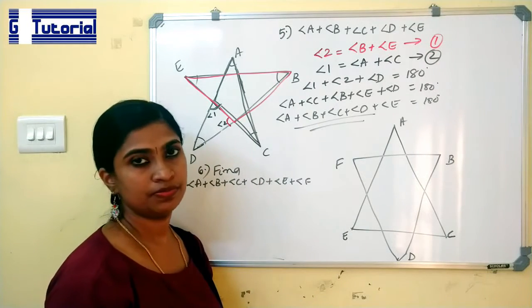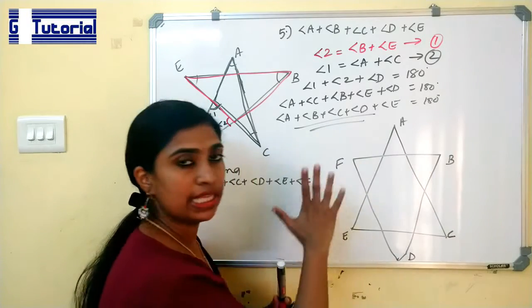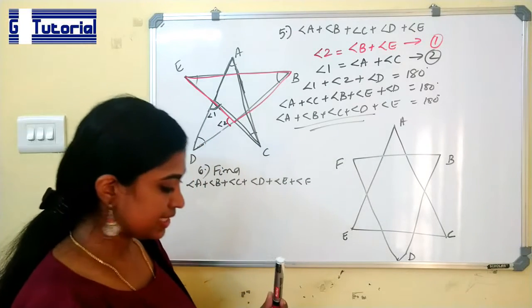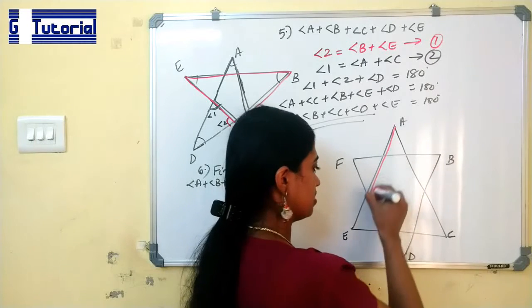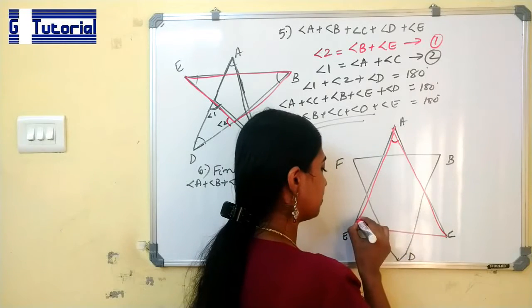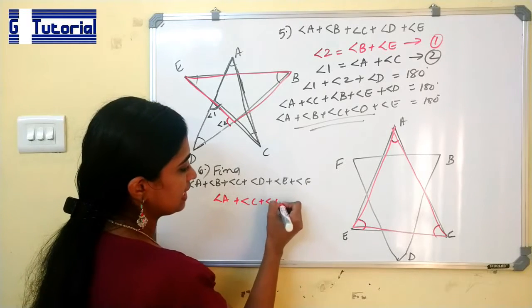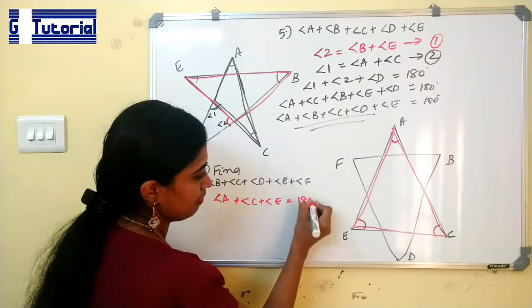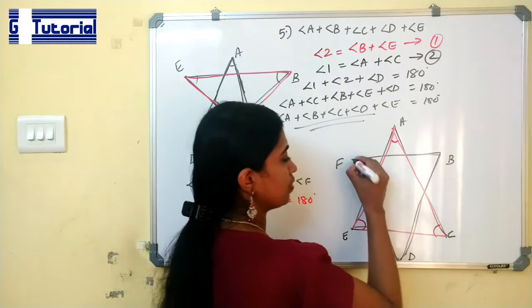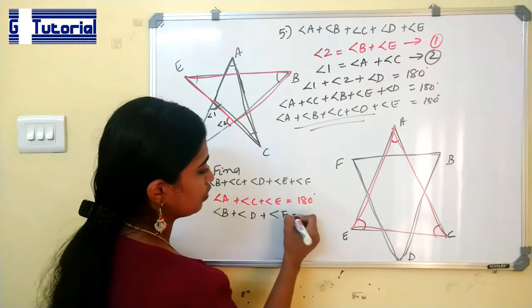Similarly, next problem. Here there are 6 angles and we are asked to find the sum of all these 6 angles: angle A, angle B, angle C, angle D, angle E and angle F. In this case, I am going to consider 2 triangles. This is one triangle and the sum of angles of a triangle is 180 degree. So I can write angle A plus angle C plus angle E is equal to 180 degree. Similarly, this is also a triangle, so angle B plus angle D plus angle F is equal to 180 degree.